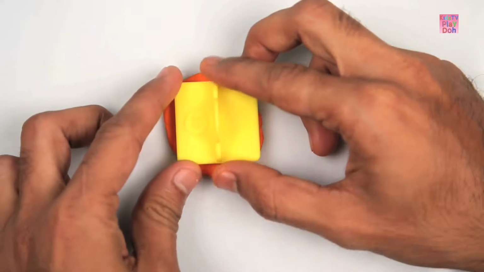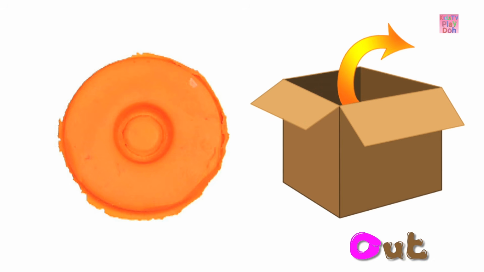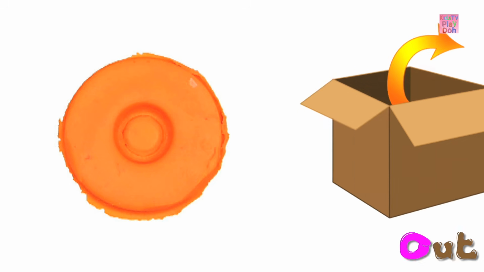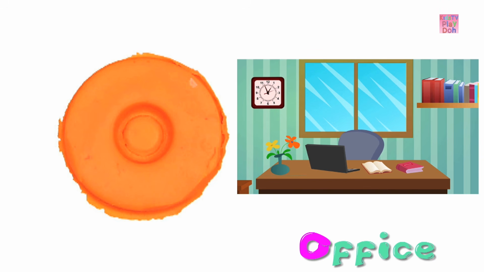Here comes the letter O. O. O is for orange, orange. O is for out, out. O is for open, open. O is for office, office.